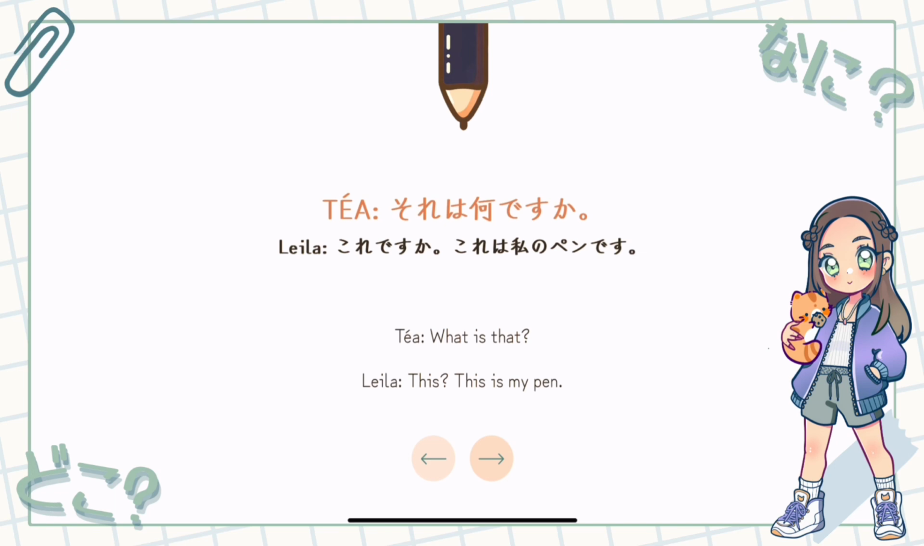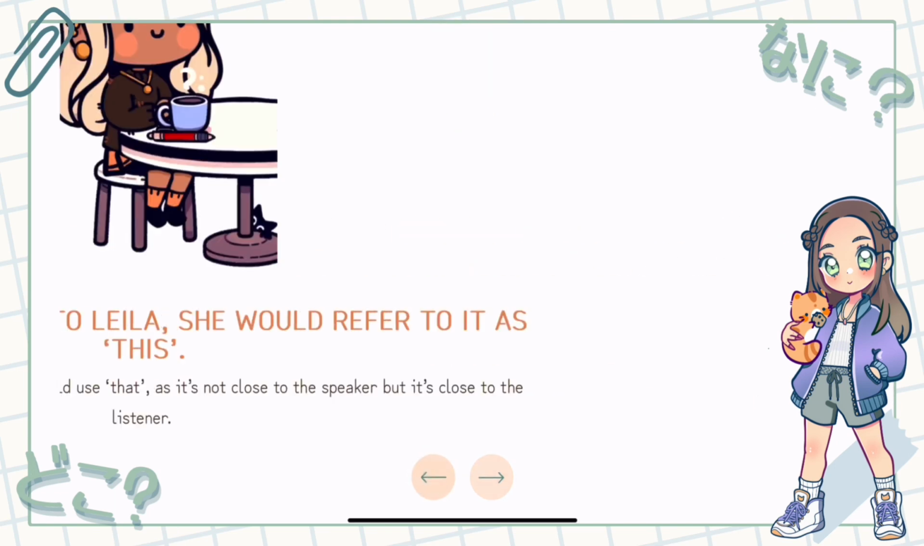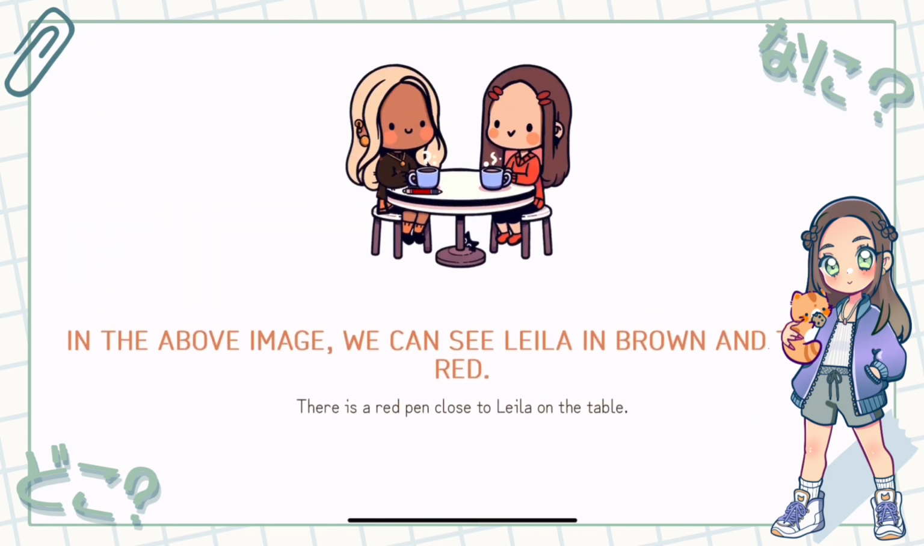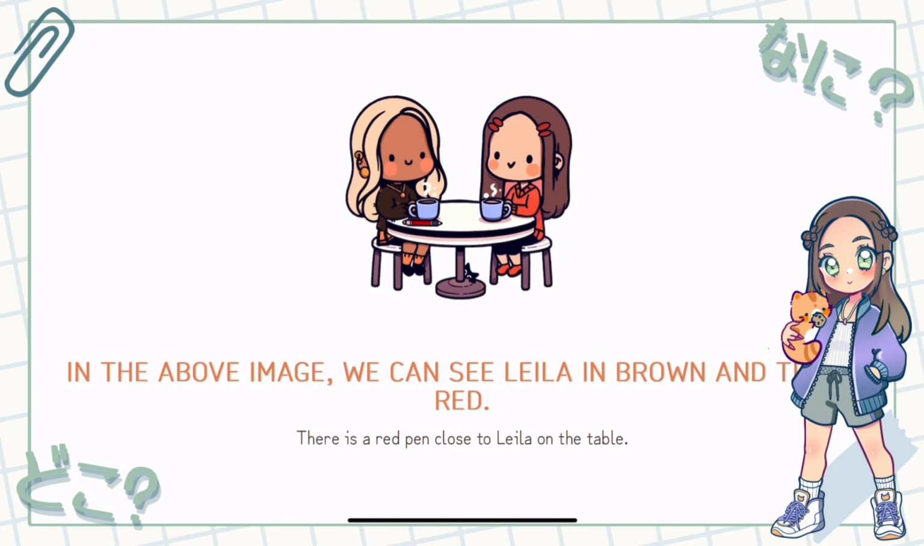Let's just kind of look at this. For example, Taya in red is going to say, それは何ですか? So, what is that? And Layla is going to say, これはペンです. So, Taya has said, what is that? Layla has said, this is a pen. Cool, nice and easy.